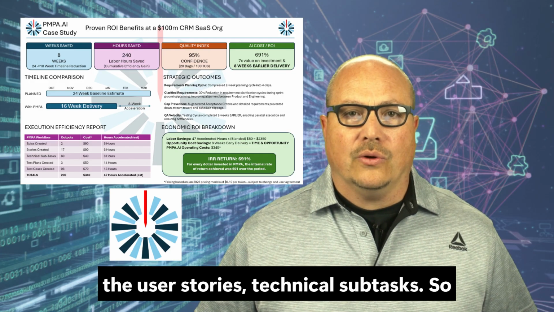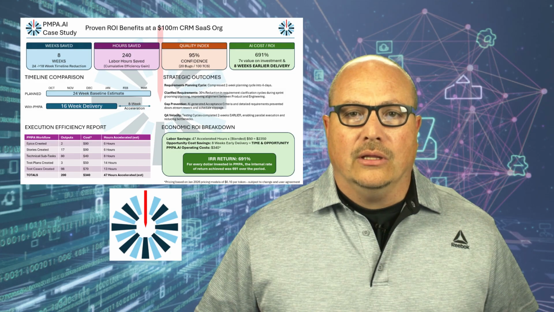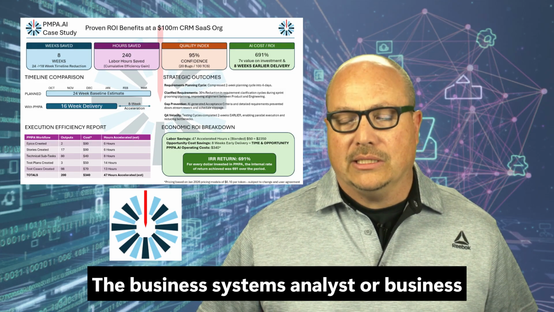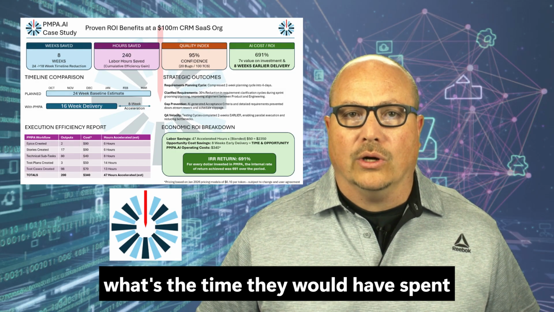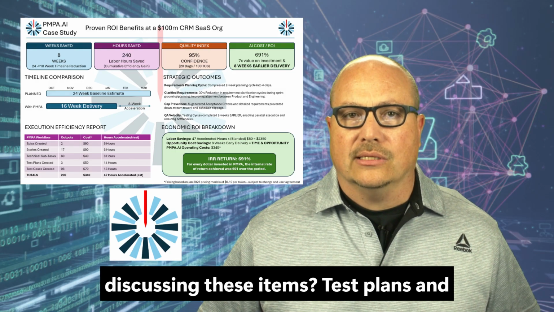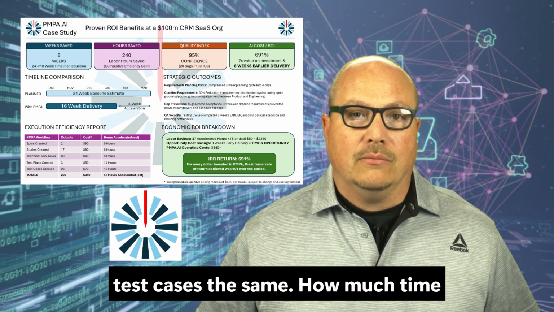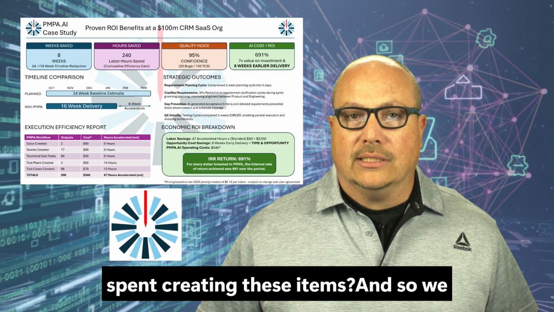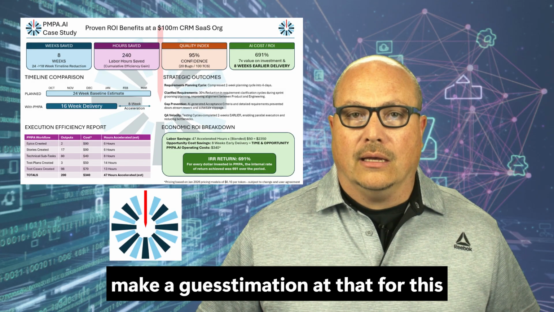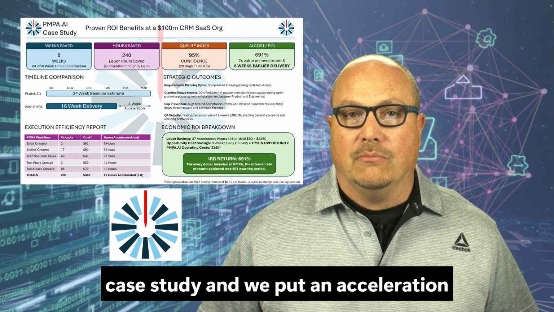Same thing with the user stories and technical subtasks. What would be the time of the engineers, the business systems analyst or business analyst, depending on your organization, they would have spent working, creating, decomposing, and discussing these items? Test plans and test cases the same. How much time would your QA engineers and QA analysts have spent creating these items? And so we make a guesstimation at that for this case study, and we put an acceleration number behind it.